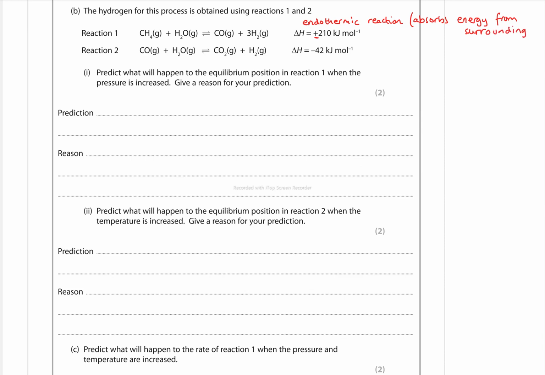Surroundings. Right. This here, if you notice that it's negative, so we said that will be an exothermic reaction. That means it gives out energy to the surroundings.